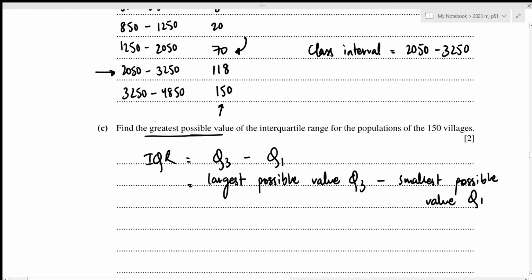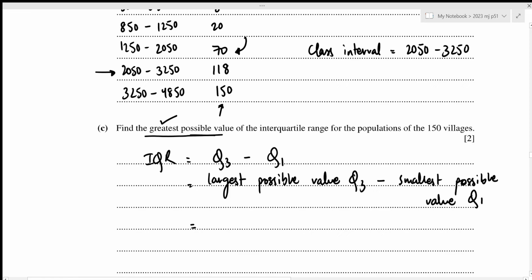And this is for the case when we're trying to figure out the greatest possible value of interquartile range, right? So we're putting as much gap as possible between our upper quartile and lower quartile. If it were the opposite scenario where we had to figure out the lowest possible value, we would be taking the lowest possible value for upper quartile and the highest possible value for lower quartile.